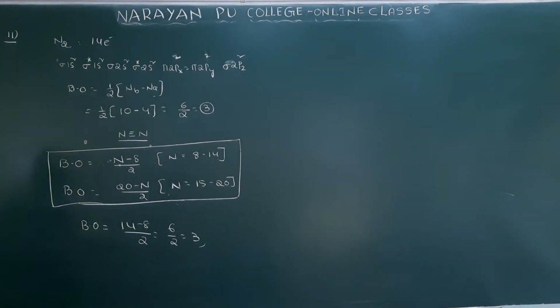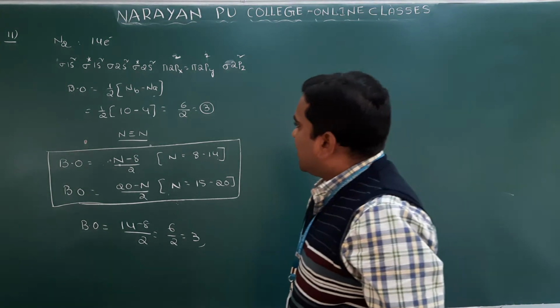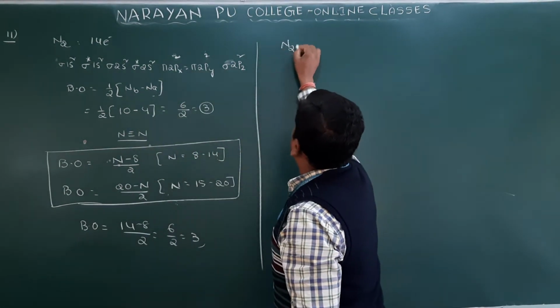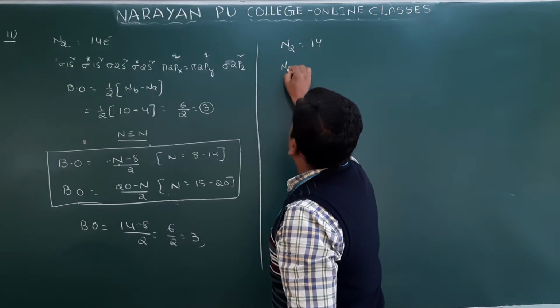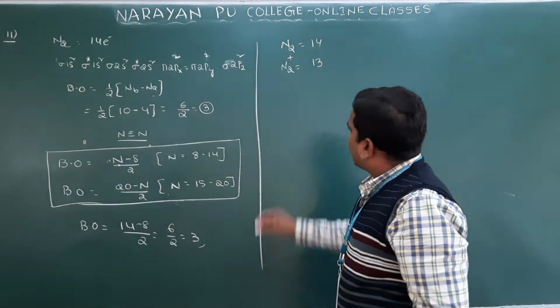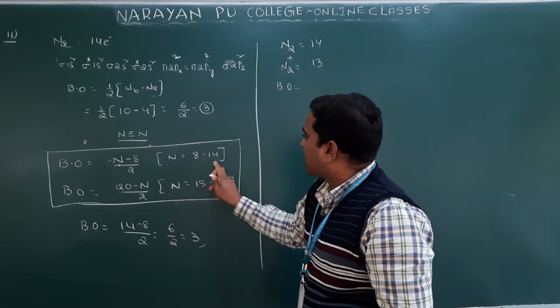So now I have calculated for N2. If I calculate for N2 plus, N2 has 14 electrons. N2 plus means you have to remove one electron. Remove one electron means 13. Calculate the bond order here. Bond order is equal to, 13 means it is between 8 and 14 electrons, so use the same formula.